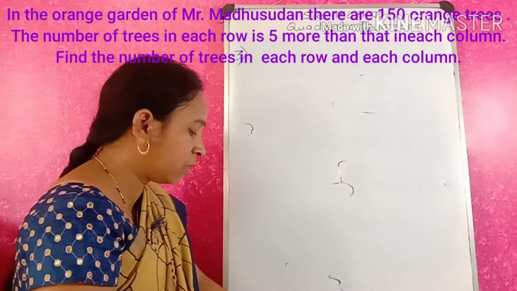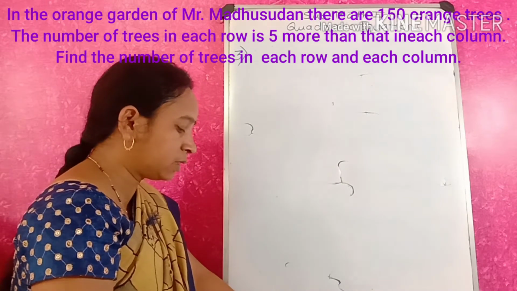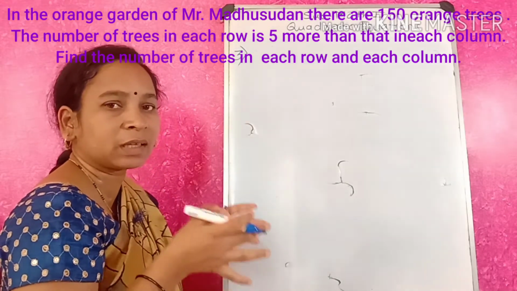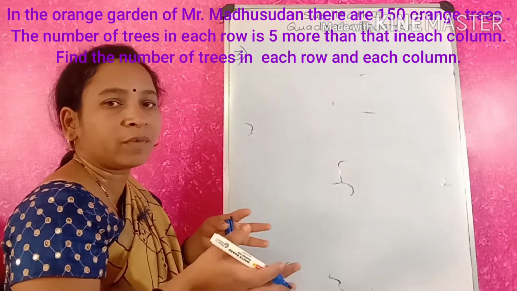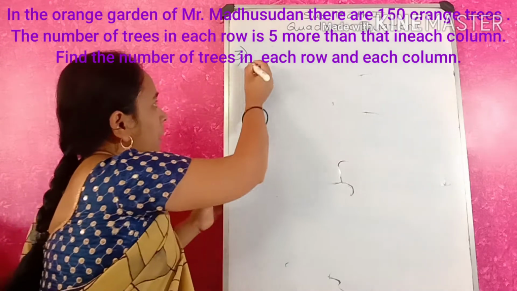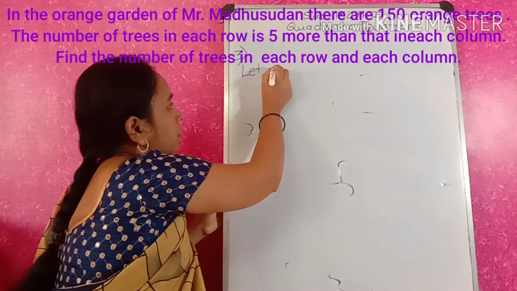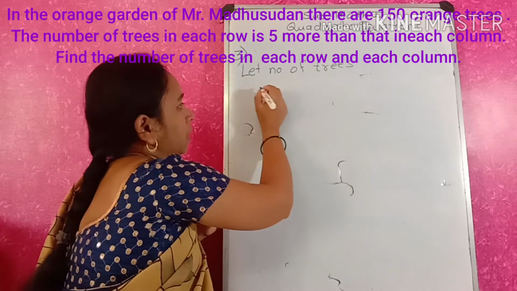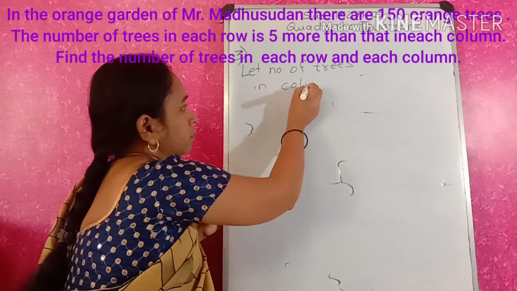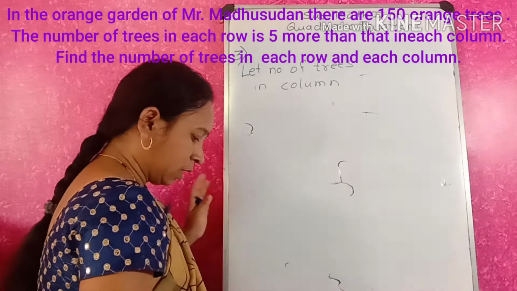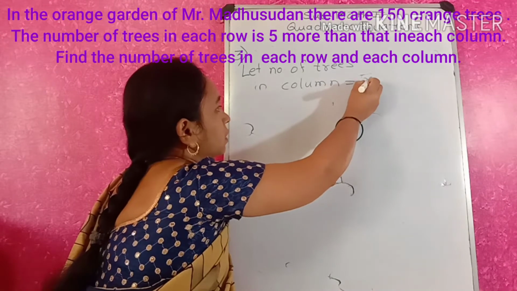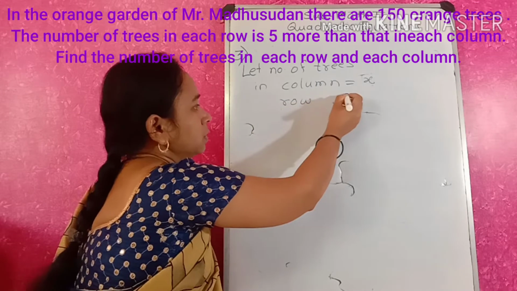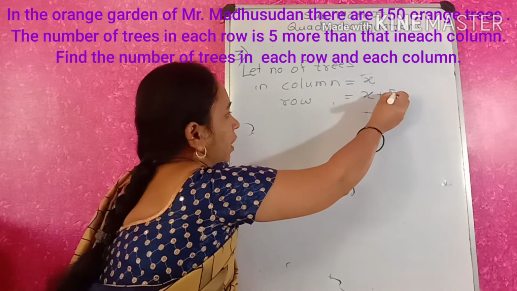Here they have said the number of trees in each row is 5 more than that in each column. Meaning whatever the number of trees in the column, in the row you will find 5 more trees. So here I will consider the number of trees in a column as x. So in a row 5 more, 5 more means there would be x plus 5 trees.